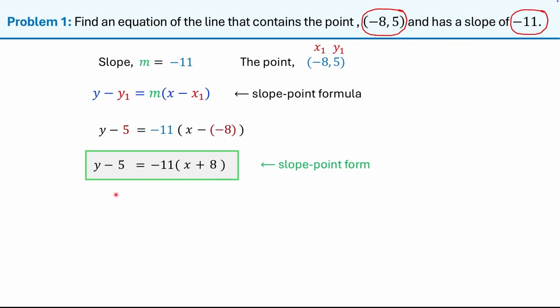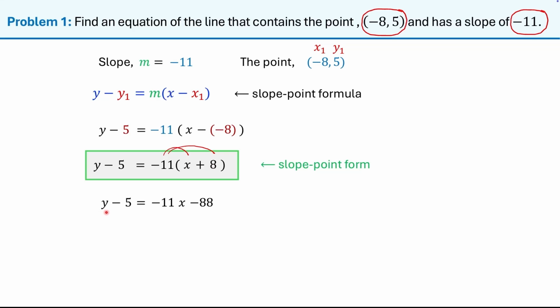Next we are going to write the equation in slope-intercept form. To write the equation in slope-intercept form, first remove the parentheses using the distributive property. You get y minus 5 is equal to -11 times x, which is -11x. -11 times +8 is -88.